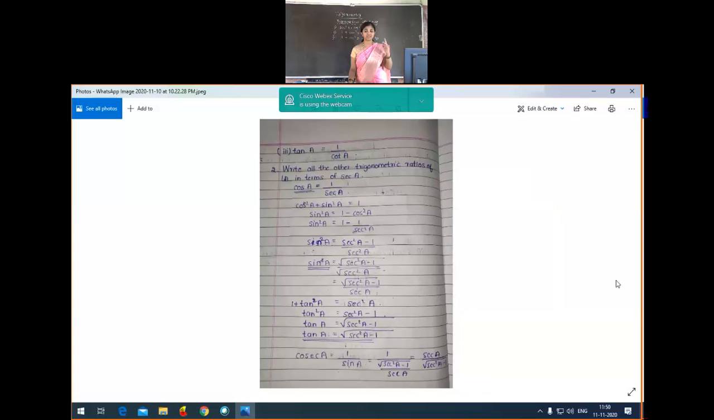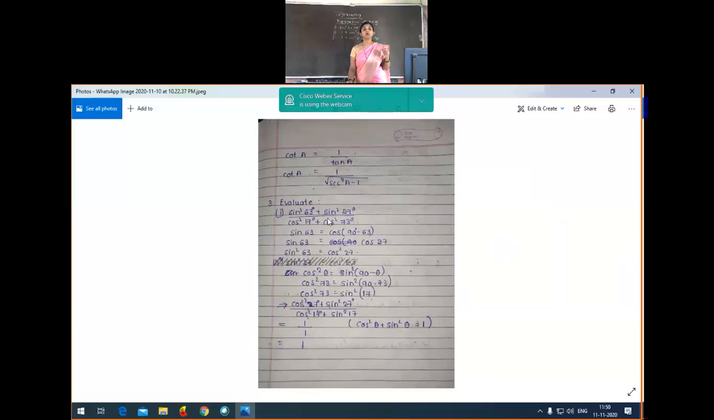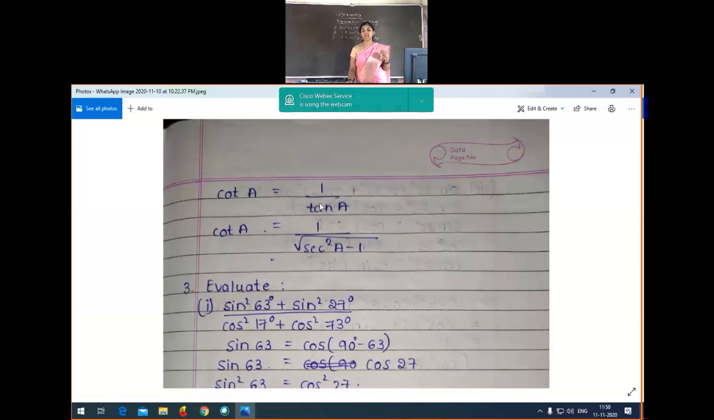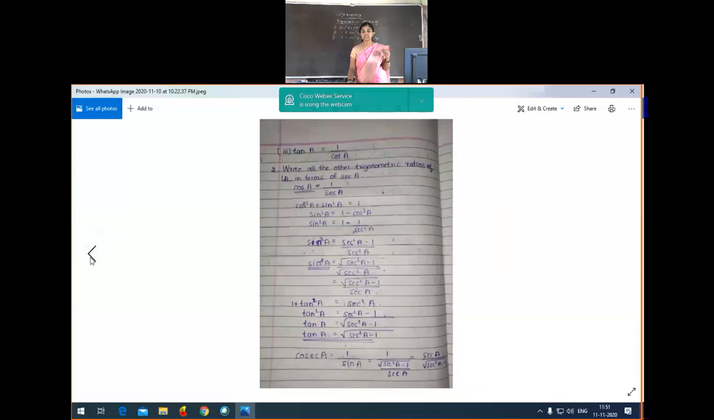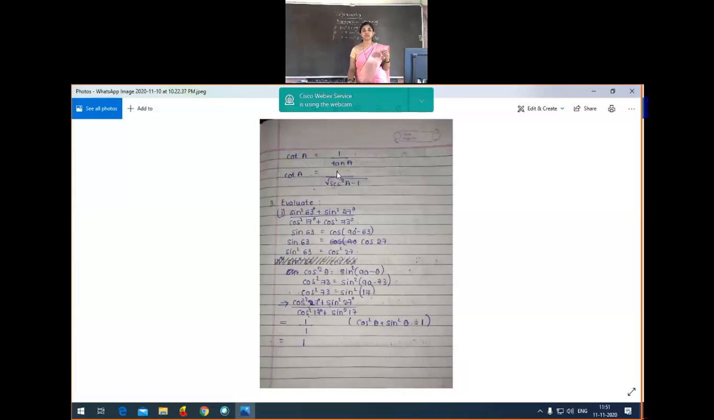The problem is not over. Still secant A and cot A are remaining. Now observe that cot A is equal to 1 by tan A. That relationship we know. So cot A is equal to 1 divided by tan A. The tan form you just remember from the last page: tan A is equal to the square root of secant square A minus 1. You have to substitute that here. Cot A is 1 by tan A, so 1 by the square root of secant square A minus 1.